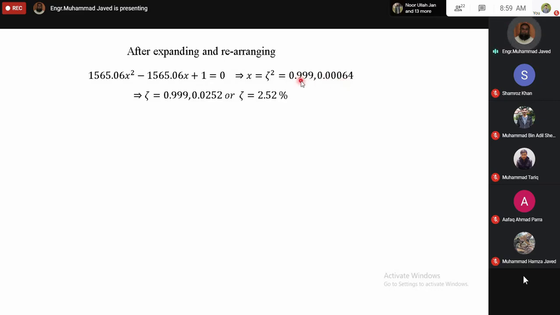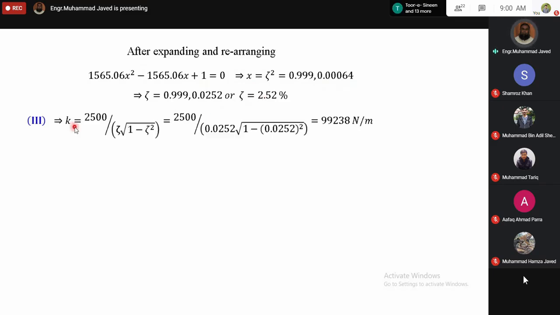The first one is not acceptable because this system is not a critically damped system, and we will use the second value, which is 0.00064. Our zeta is 2.52%. Once we find zeta, we can find the value of k. Once we find the value of k, we can find the equivalent static force corresponding to the unbalanced harmonic force.